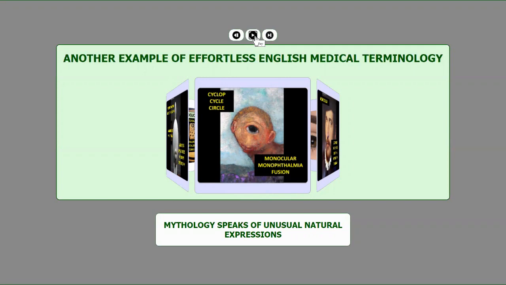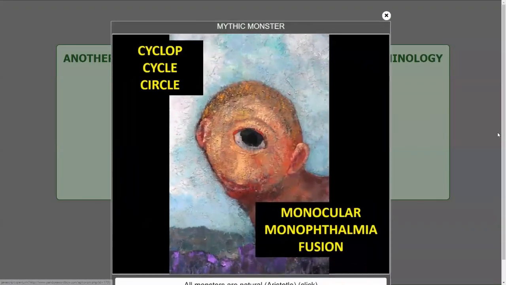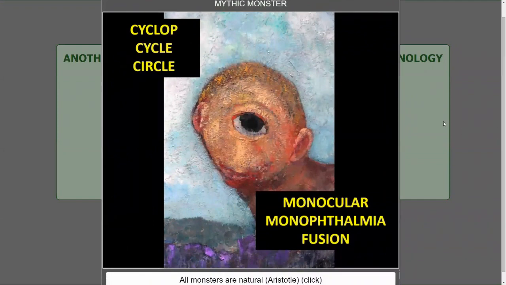So if we click, we are then able to appreciate this mythic monster representation, and you see that there is an agenesis of the nose, because the frontal lobe, the eye, the nose, and the middle aspect of the upper lip are derived from one source in common. Next slide.